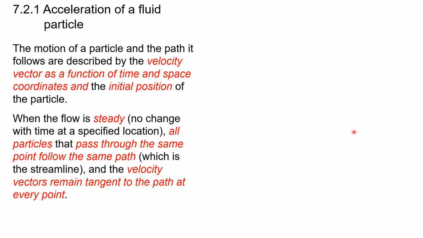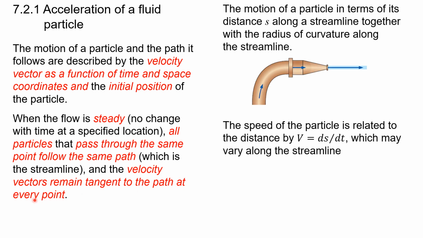Okay, so acceleration of a fluid particle. The motion of a particle and the path it follows are described by the velocity vector as a function of time and space coordinates and the initial position of the particle. When the flow is steady, there are no changes with time at a specific location. All particles that pass through the same point follow the same path, which is the streamline, and the velocity vectors remain tangent to the path at every point. You can see here.